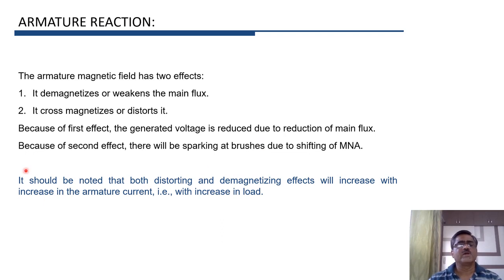And here one important point you should note is that both these distorting as well as demagnetizing effects are dependent on the amount of load. So if there is an increase in load, there is an increase in armature current. Then there is an increase in the effect of armature reaction. And because of that, both these distorting and demagnetizing effects will increase with increase in the armature current, that is with increase in load.